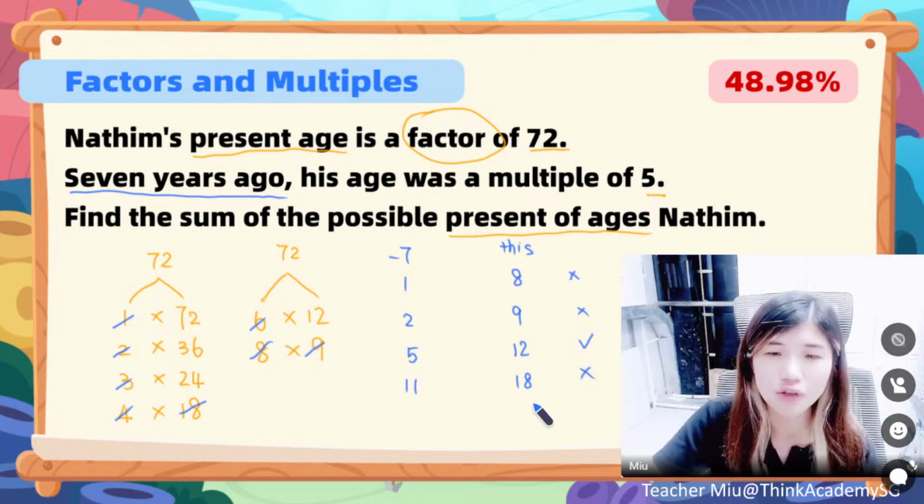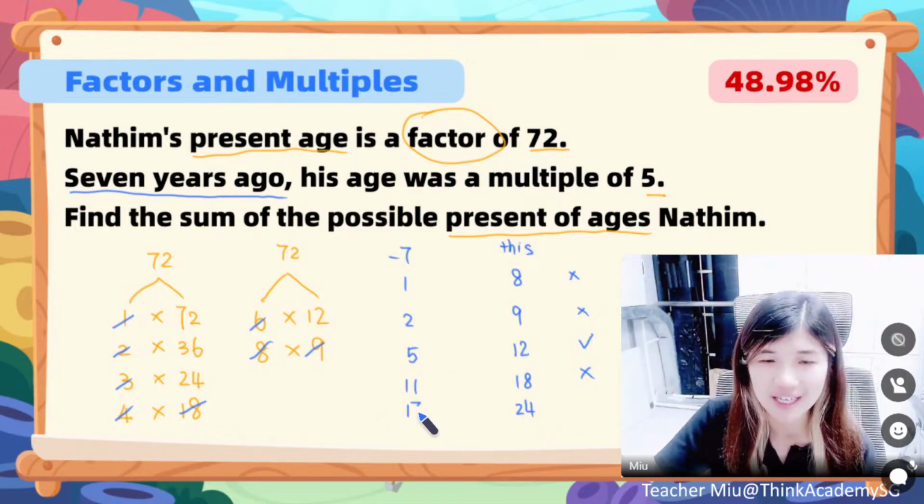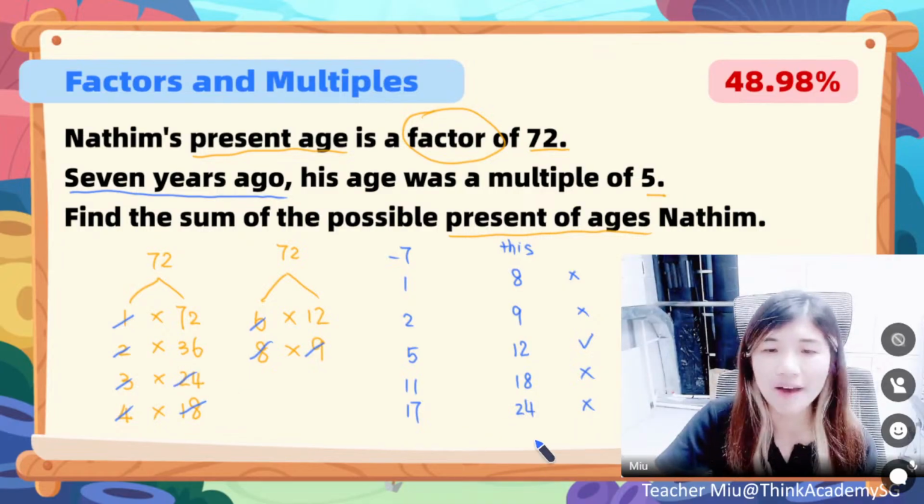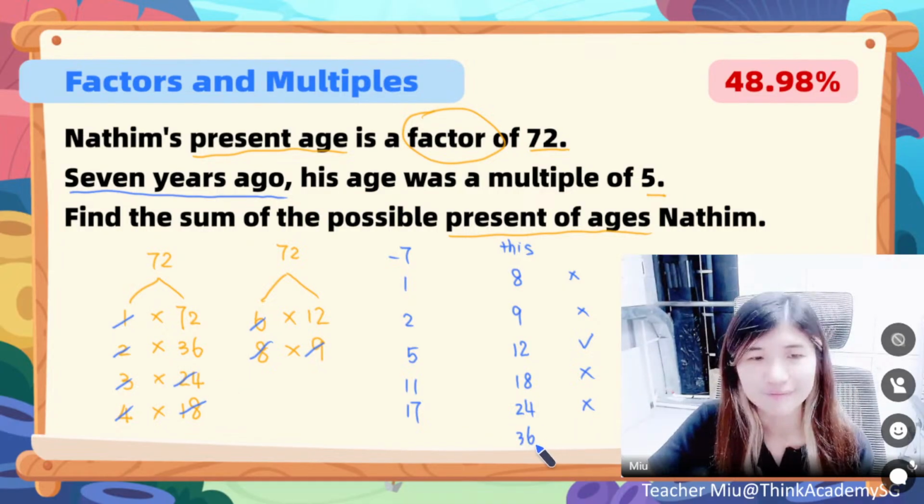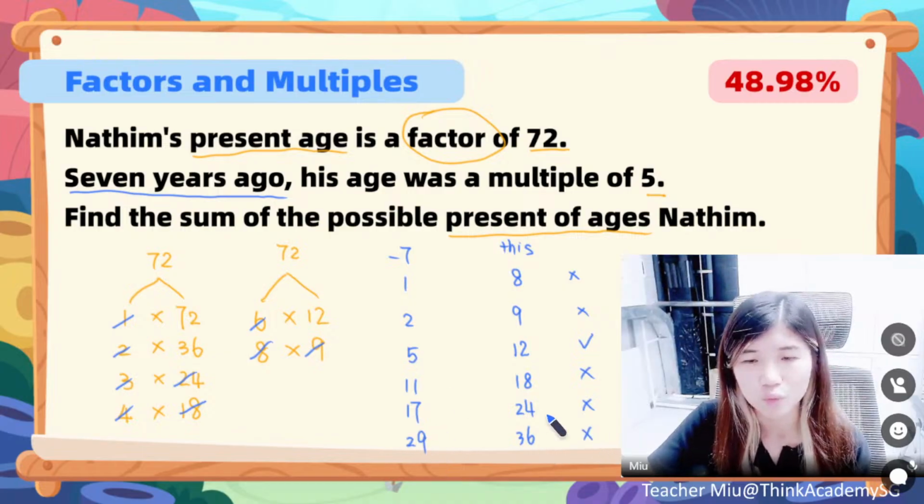What about 24? 7 years ago is 17. Is it a multiple of 5? No. Continue. What about 36? 7 years ago is 29. Still no. What about 72, the last one?